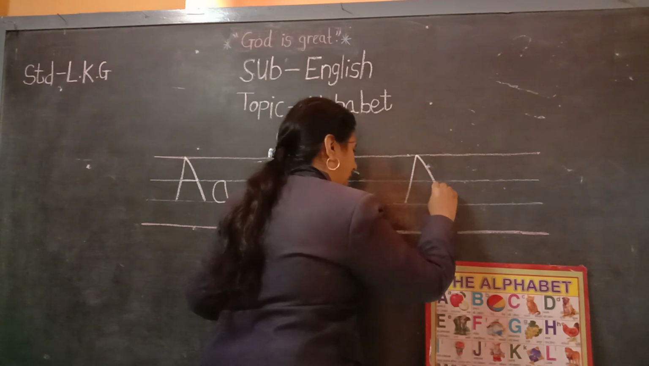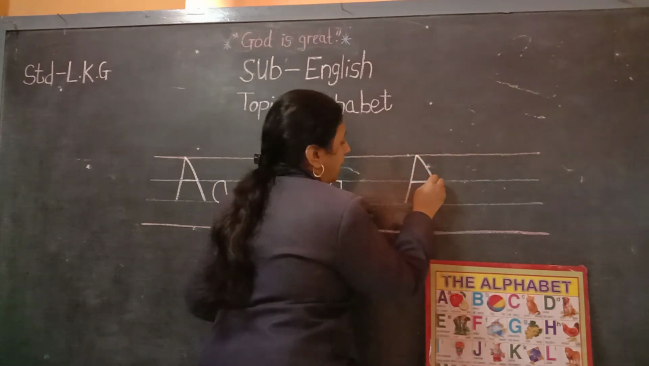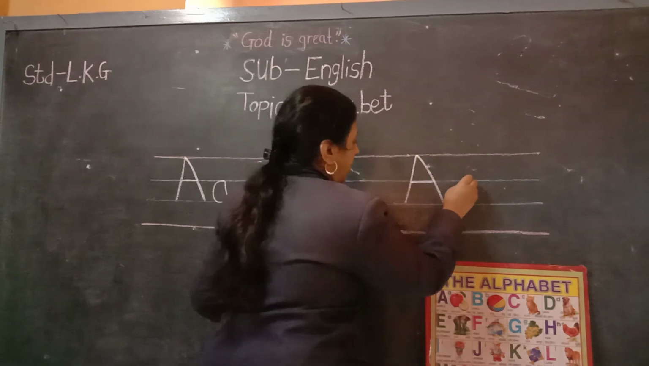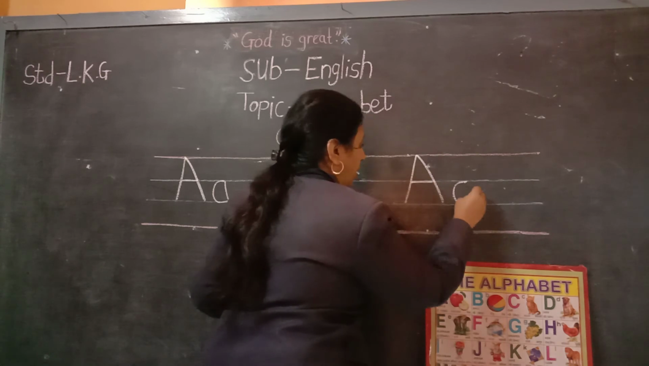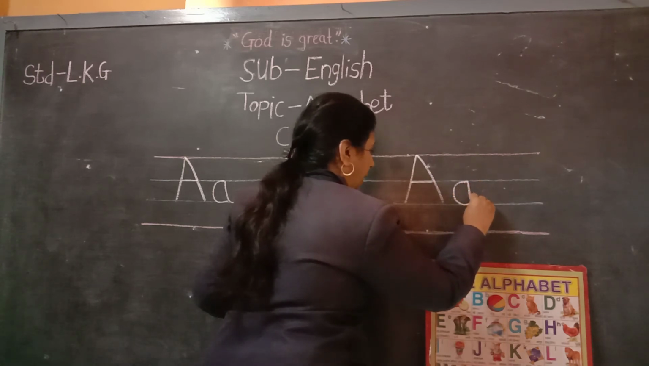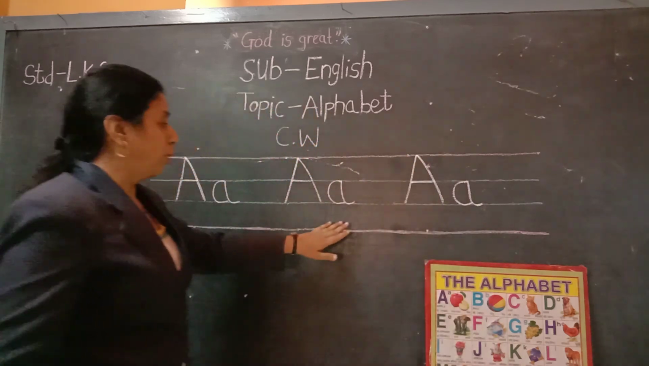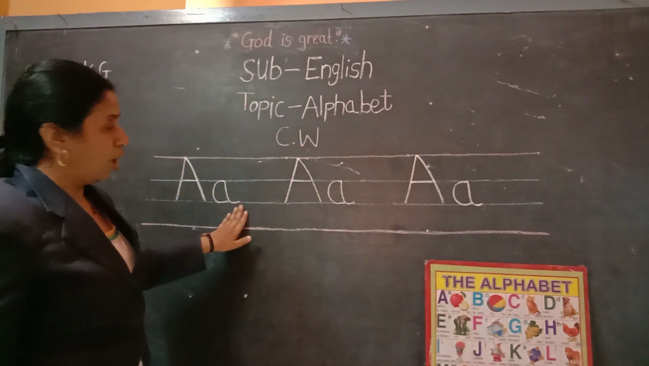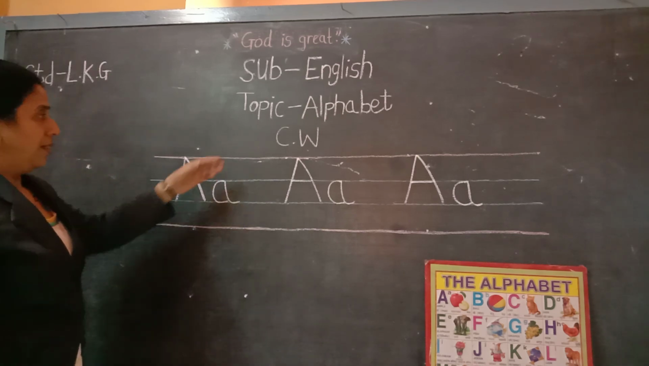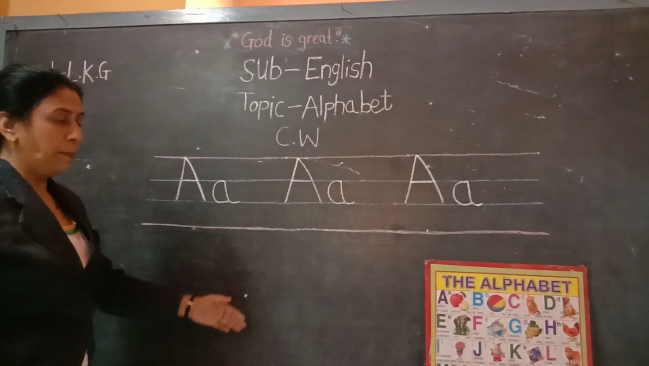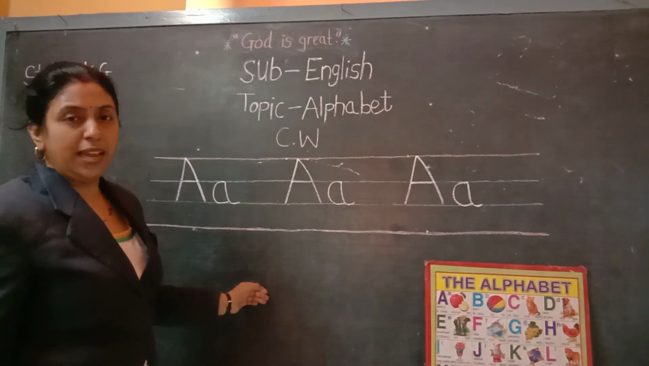Left slanting line, right slanting line, sleeping line. Capital A, and here big curve and small curve. Understand how to write capital A and small a? Very good. Then you have to write this classwork full one page in your notebook. And while writing, you have to say and write.